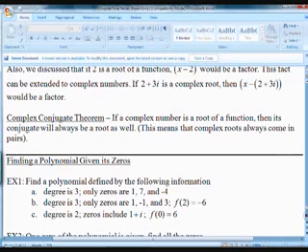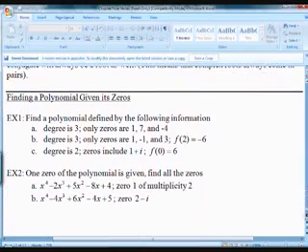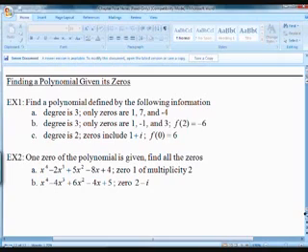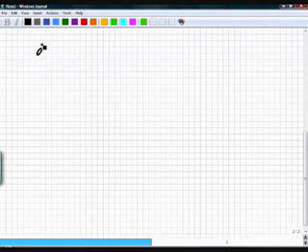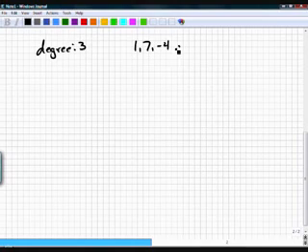Finding a polynomial given its zeros. We've got 2 examples, then we're done. Find a polynomial defined by the following information. We have a degree of 3, and I started you out with an easy one. The degree is 3, and the only zeros are 1, 7, and negative 4.